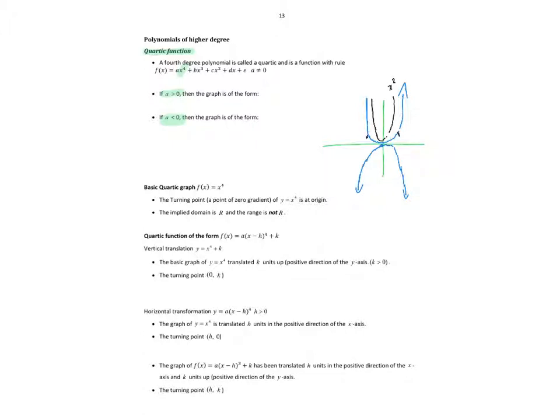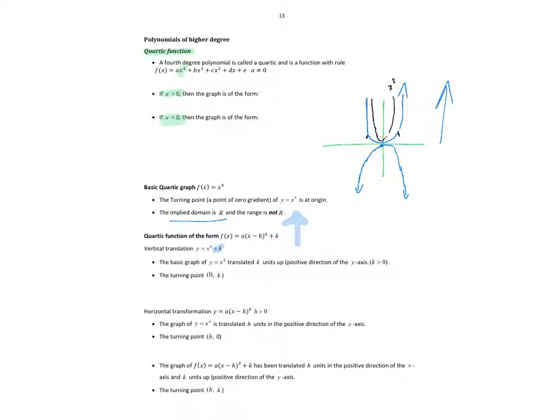The domain of the graph is R. The range obviously is not. So for a positive quartic, it's going to be 0 to infinity. For a negative, negative infinity to 0. Same thing happens here though. Plus K, everything moves up.